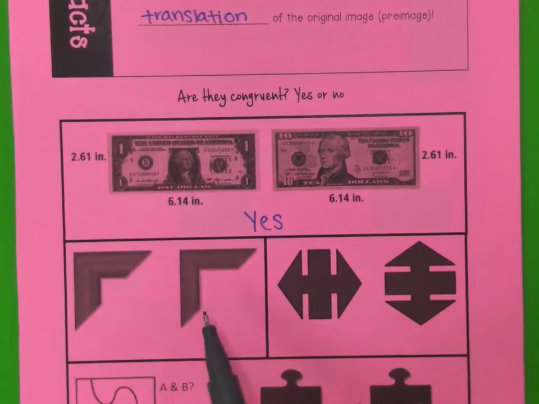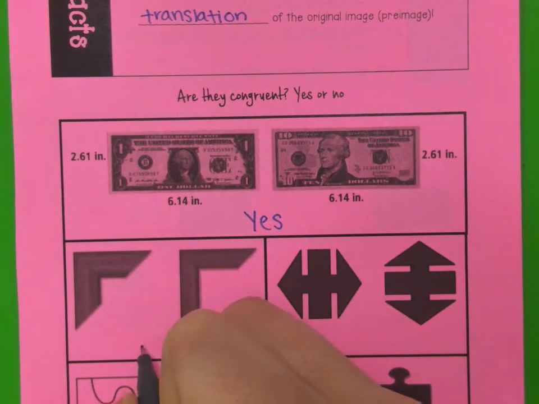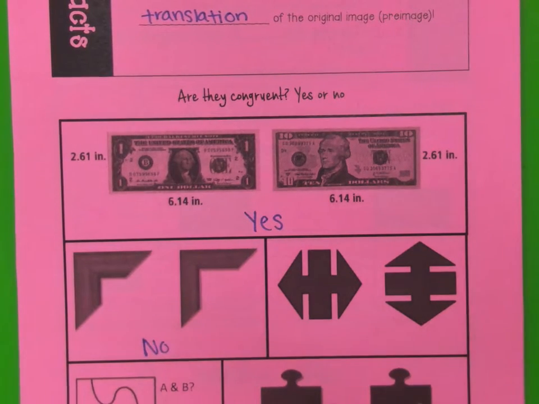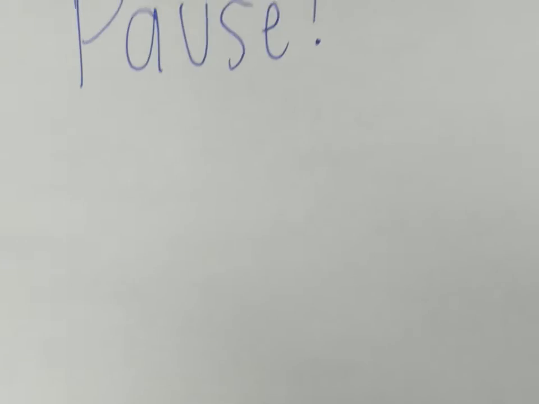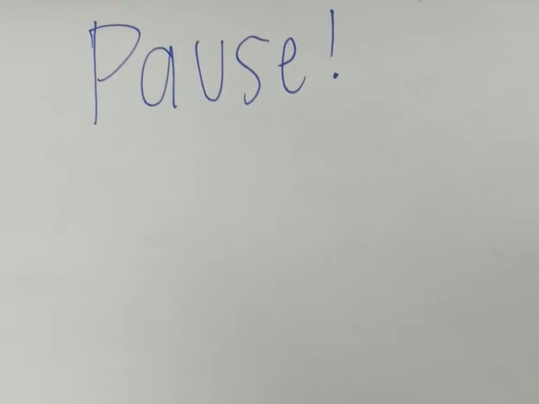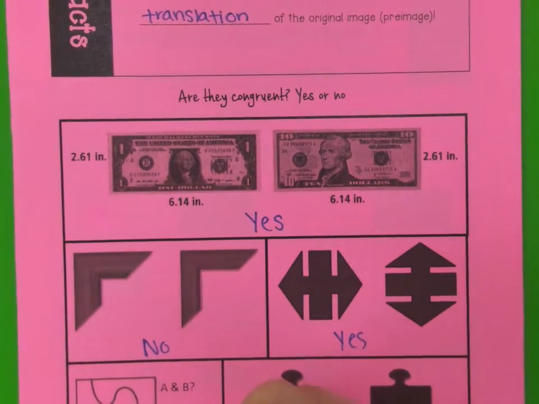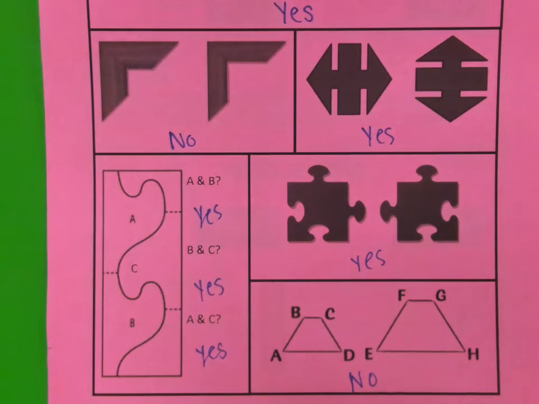If you look at these little wooden corners, they're like wooden corners of a picture frame. Are they the same size and shape? No, they're not. This one's thicker than this one. So take a minute, pause your video, do the others. How'd you do?